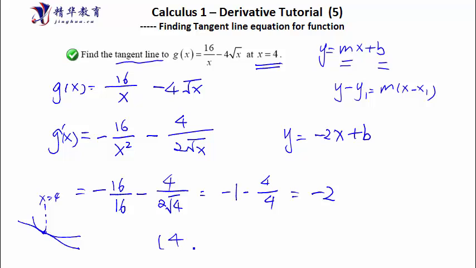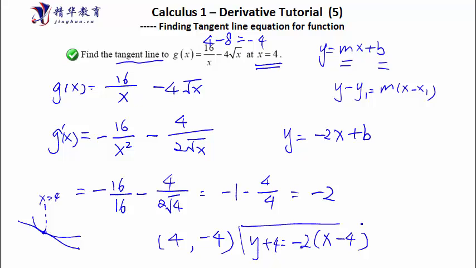So we have x = 4. The y value equals what? We put 4 in here: 16/4 = 4, minus 4 times √4, which is 2, so 4 times 2 is 8. So 4 minus 8 equals -4. So we have the point (4, -4). Now we can simply use the slope-point form: y + 4 = -2(x - 4). Finished. That's slope-point form.